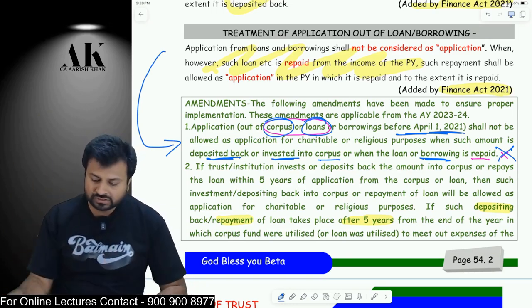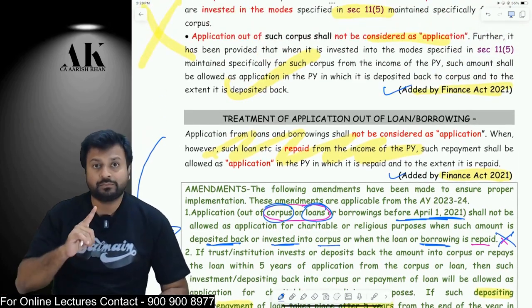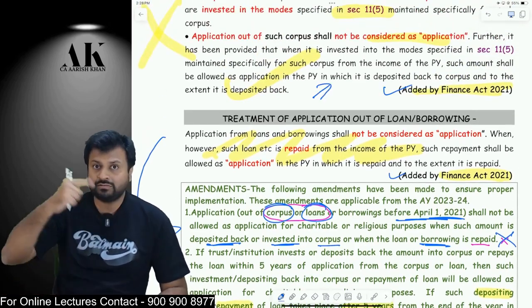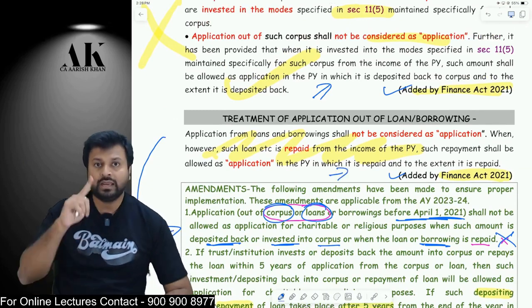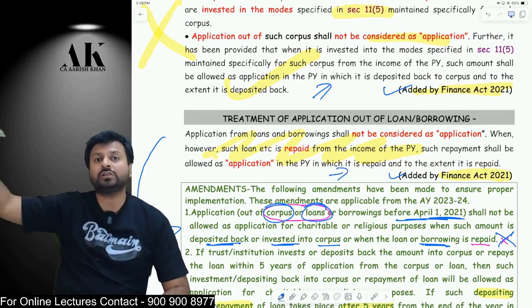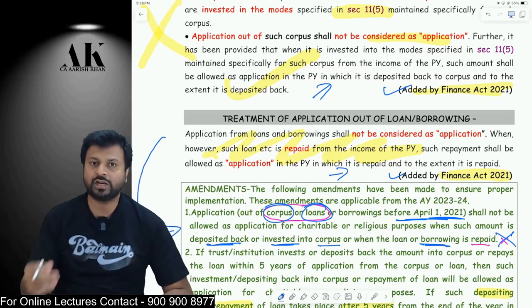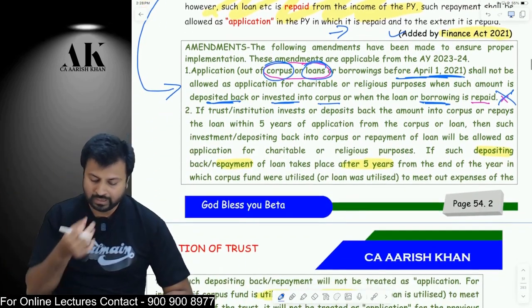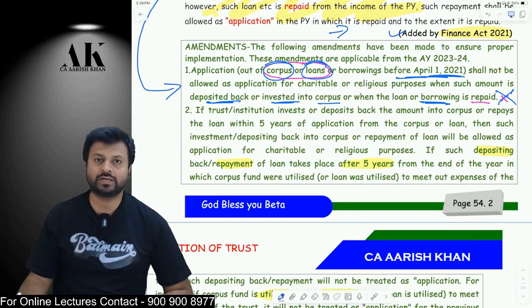So these two provisions which came in 2021, which talk about depositing back the amount in the corpus and repaying the loan, if it pertains to prior to 2021, then it will not be allowed as a deduction, because it will lead to what? Dual benefit. Okay. What more amendment is made by Finance Act 2023?